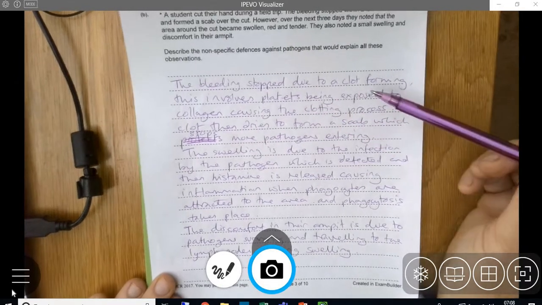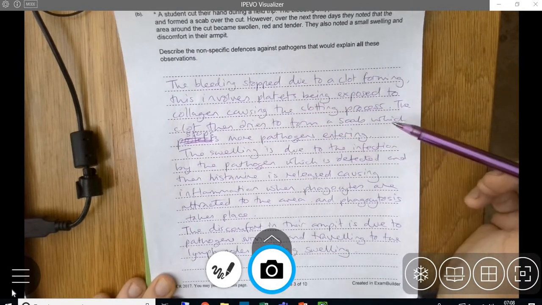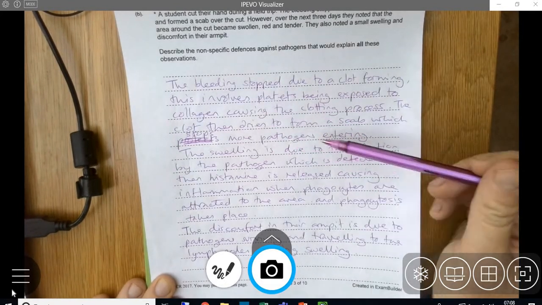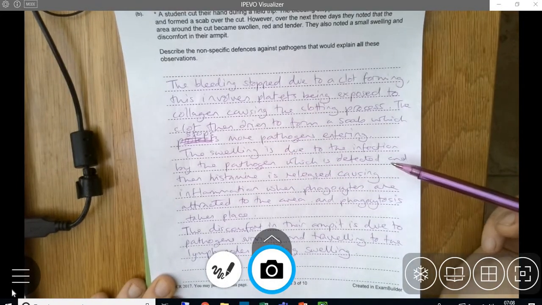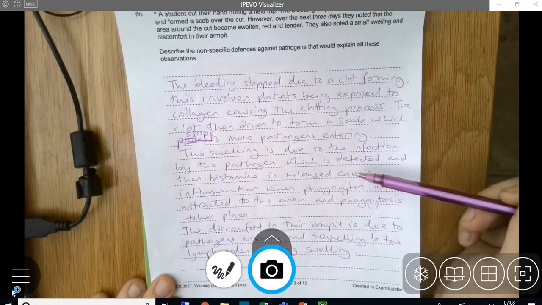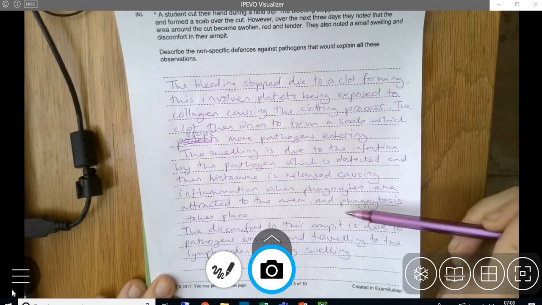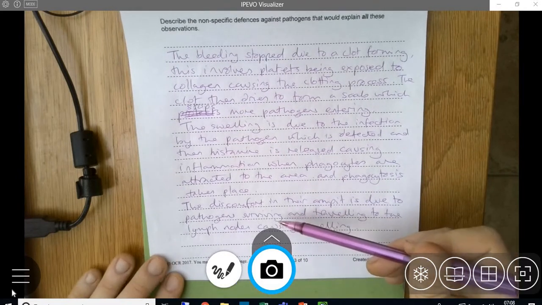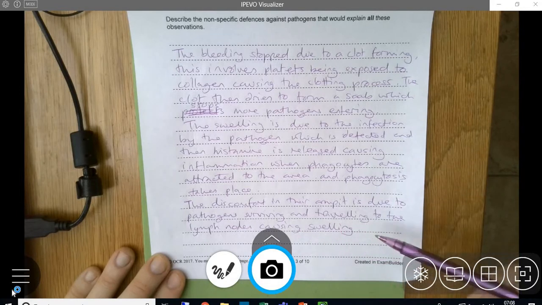I've said that the bleeding stopped due to a clot forming. This involves platelets being exposed to collagen, causing the clotting process. The clot then dries to form a scab, which stops more pathogens entering. The swelling is due to the infection by the pathogen, which is detected, and then histamine is released, causing inflammation. Phagocytes are attracted to the area, and phagocytosis takes place. The discomfort in the armpit is due to pathogens surviving and travelling to the lymph nodes, causing swelling.